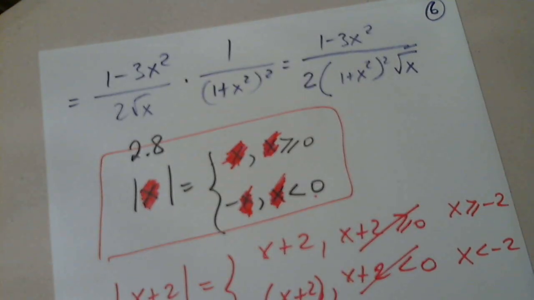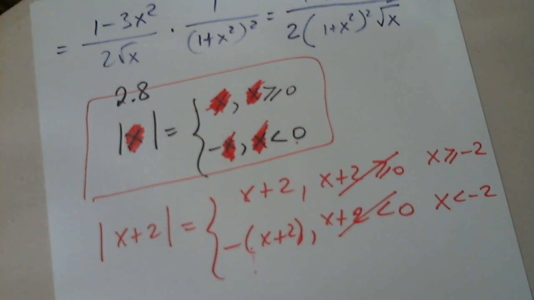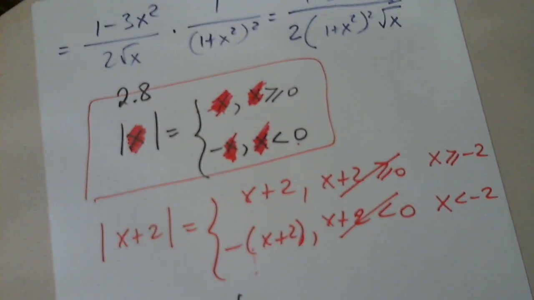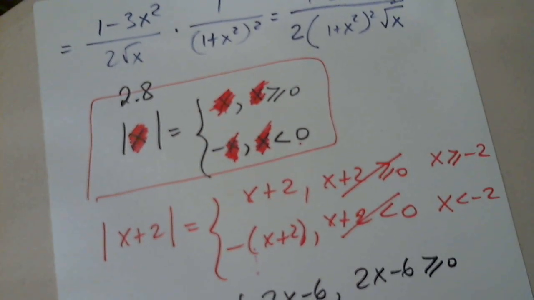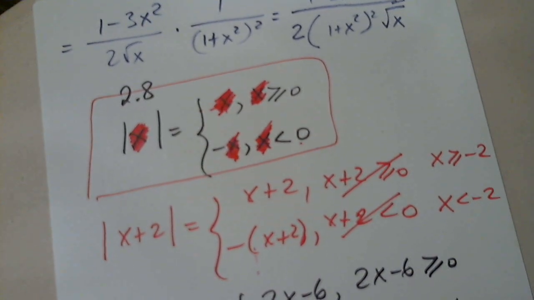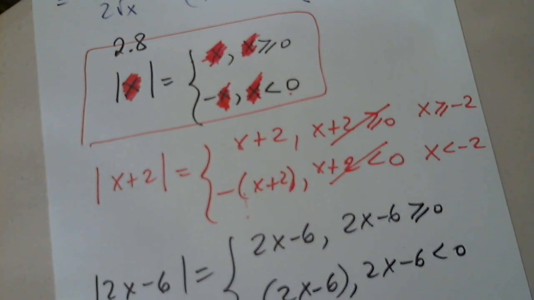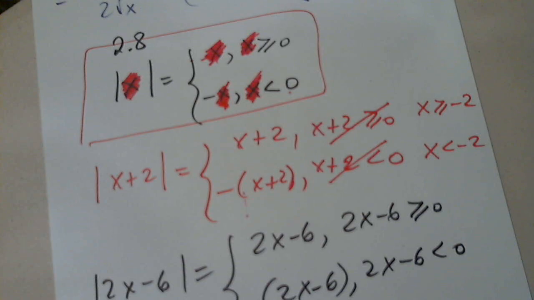Let's start with 2x minus 6 in absolute value, because it's exactly just this. So the absolute value of 2x minus 6 is 2x minus 6 if 2x minus 6 is greater than or equal to 0, and is the opposite of 2x minus 6 if 2x minus 6 is less than 0. That's all I have to do. Just plug it in 5 times: 1, 2, 3, 4, 5.